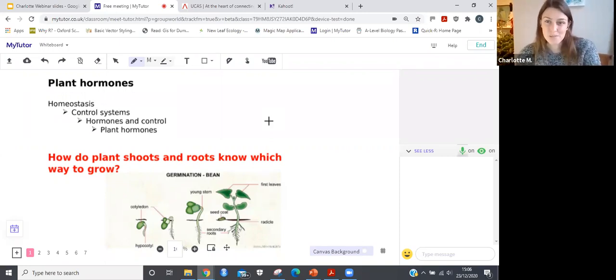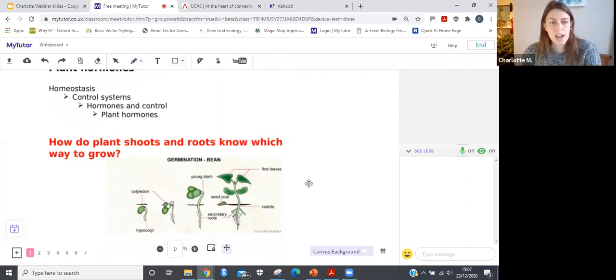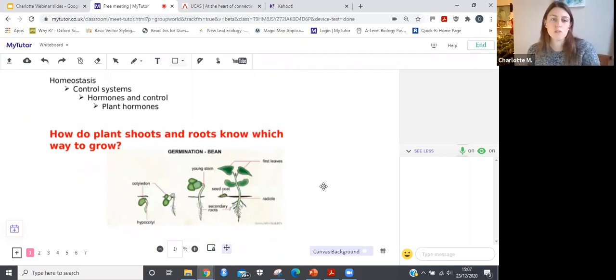But to start off with, we need to have a quick look at plant hormones. What we mean when we talk about plant hormones is how do plant shoots and roots know which way to grow? When we talked about hormones in the human body, we talked about chemical messengers that move around our body in our blood, reach their target organ and then cause a response. We talked about insulin and glucagon in particular and the way that they regulate blood glucose levels, and how that relates to diabetes.